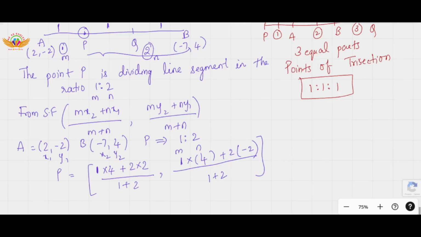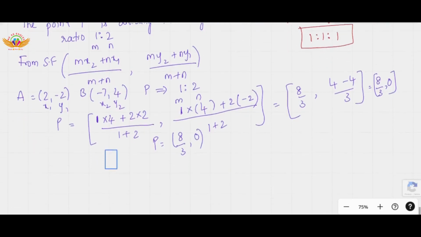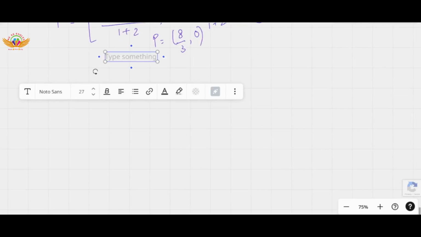Done. Now let us solve. Here, 2 into 2 is 4, plus 4 is 8, so 8 by 3. Here 4 minus 4 by 3 is 0. So it becomes 8 by 3 comma 0. 8 by 3 comma 0 is our P point. Now similarly let us also do it for Q. I will draw the diagram separately for this. Okay, don't worry.